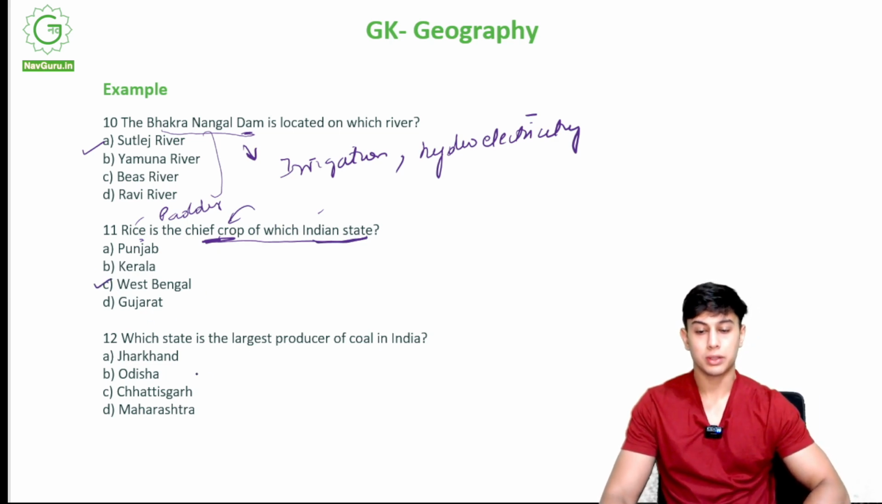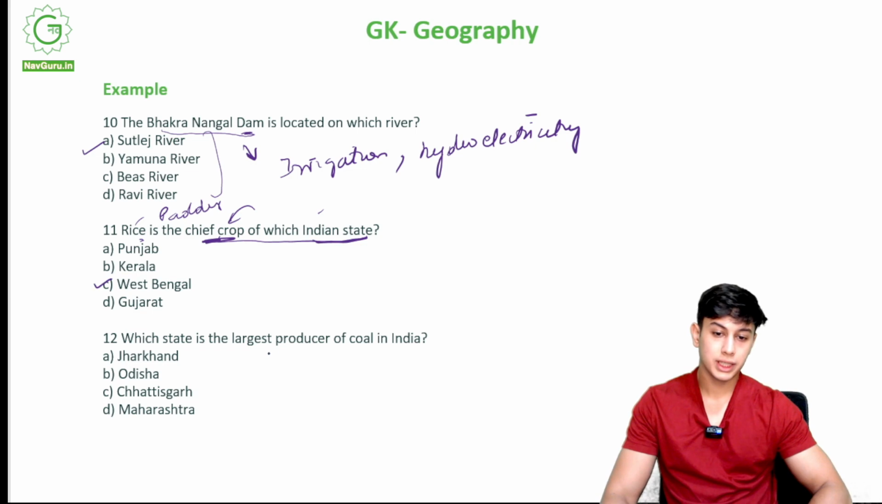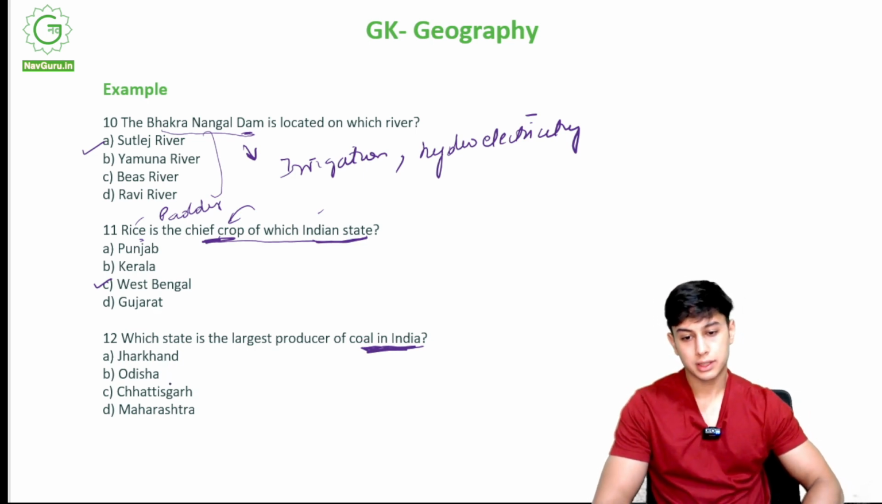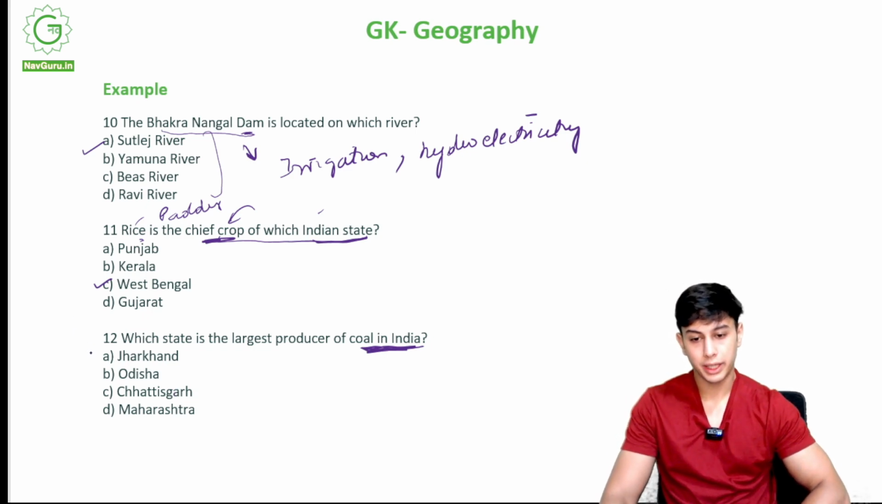Okay, West Bengal. Which state is the largest producer of coal in India? This state is the largest producer of coal in India. Produces the most coal. Is it Jharkhand? Is it Odisha? Is it Chhattisgarh? Or is it Maharashtra? So the correct option would be A, Jharkhand. Coal major producer.